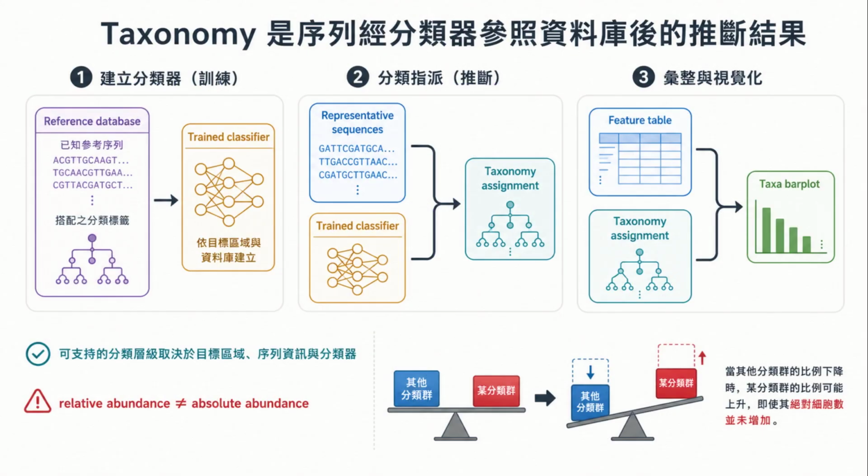Next, we come to taxonomy or taxonomic annotation. A reference database stores known sequences and their taxonomic labels, while a trained classifier is a classification model built for a particular target region and reference database. When we feed representative sequences into the classifier, the output is a taxonomic inference, not a directly measured species identity. The taxonomic level that can be supported depends on the target region, sequence information, reference database, and classifier. Only after combining the taxonomy results with the feature table can we create a taxa bar plot. What the plot usually shows is relative abundance, not the absolute number of cells.